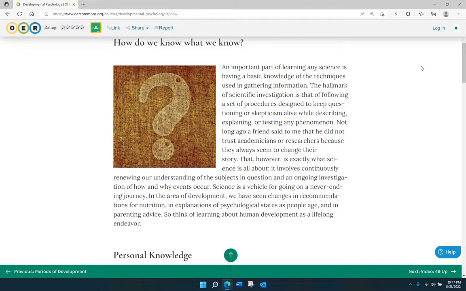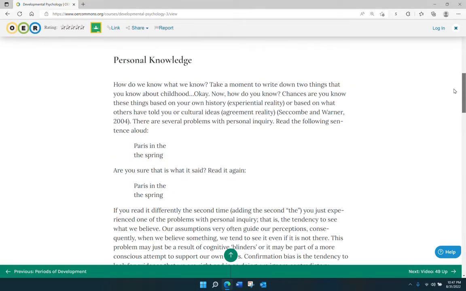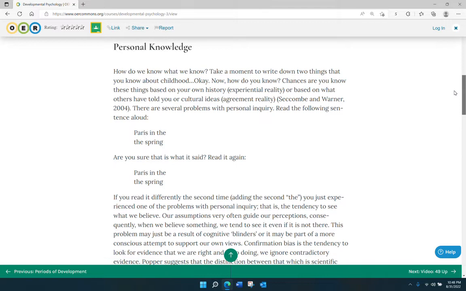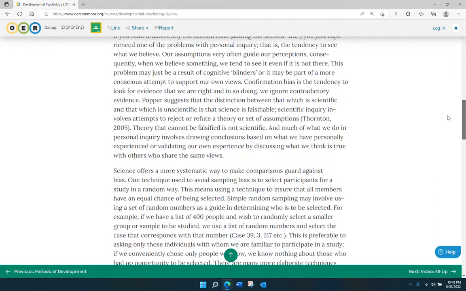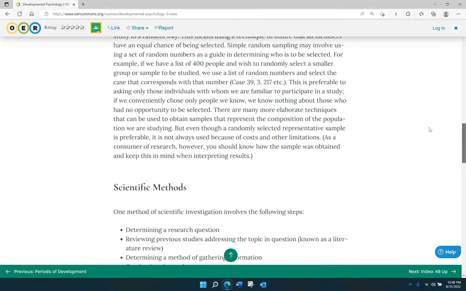If you know about psychological methods, some of this might be a repeat, but you can go fast through this video if it is a repeat for you. And then we'll talk a little bit about some special methods, particular for studying development. So we'll start off general, and then we'll go to some more specific designs that we use for development. So here we're talking about personal knowledge versus scientific method.